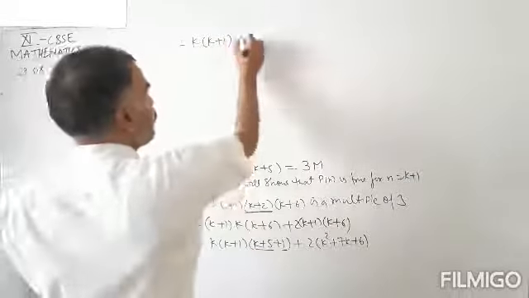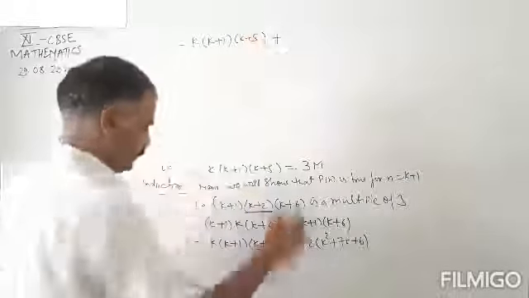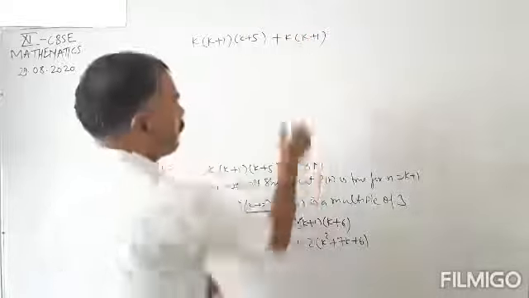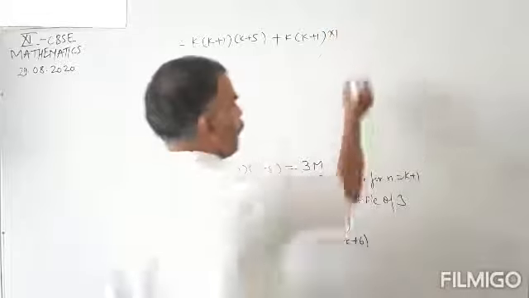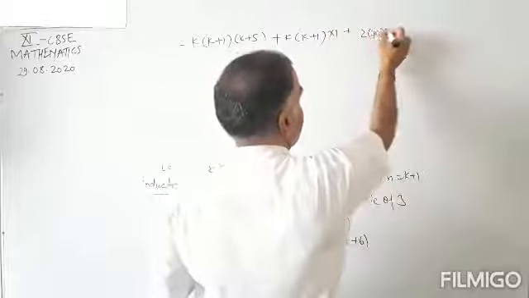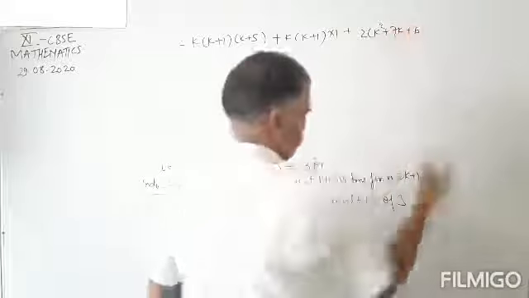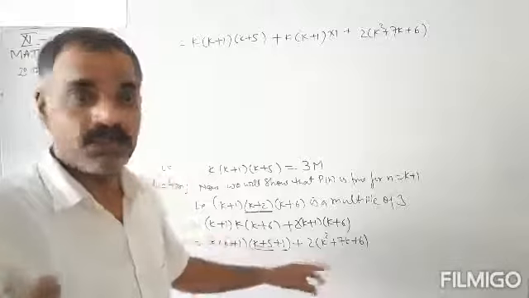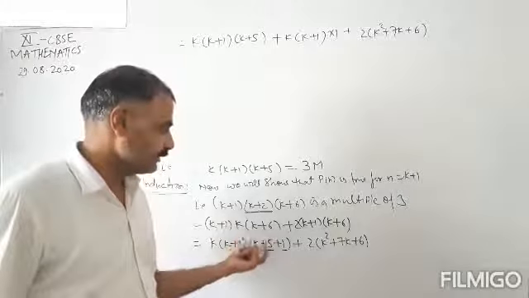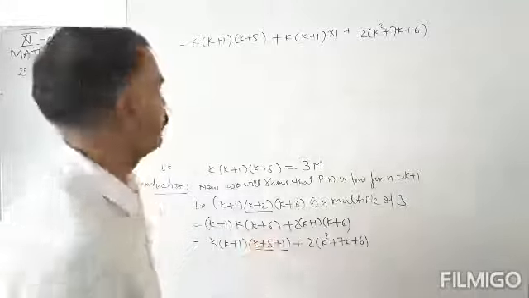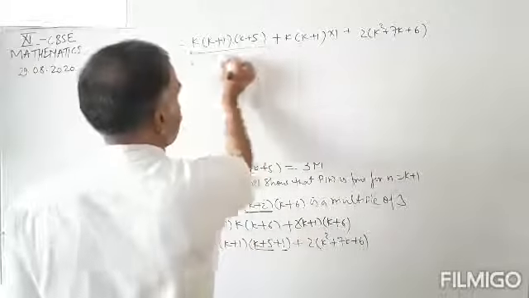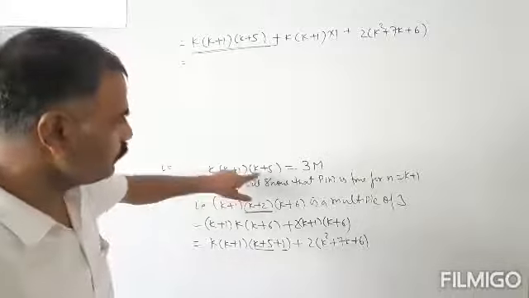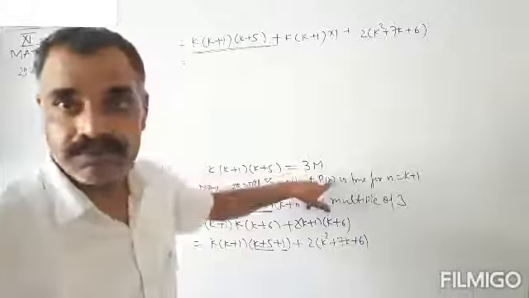Again splitting this bracket, we will have k(k plus 1)(k plus 5) plus k(k plus 1) multiplied by 1, plus 2 into (k square plus 7k plus 6). The 2 into this term will remain unchanged. We will change only k plus 6, that is k plus 5 plus 1. Now this is equal to k(k plus 1)(k plus 5), and k(k plus 1)(k plus 5) is equal to 3m.